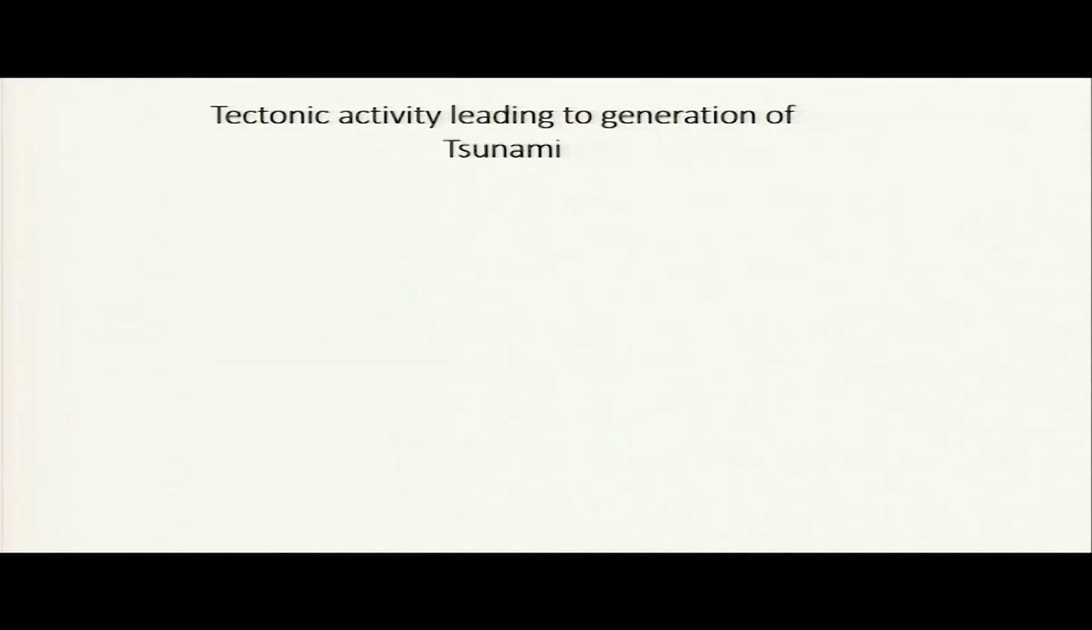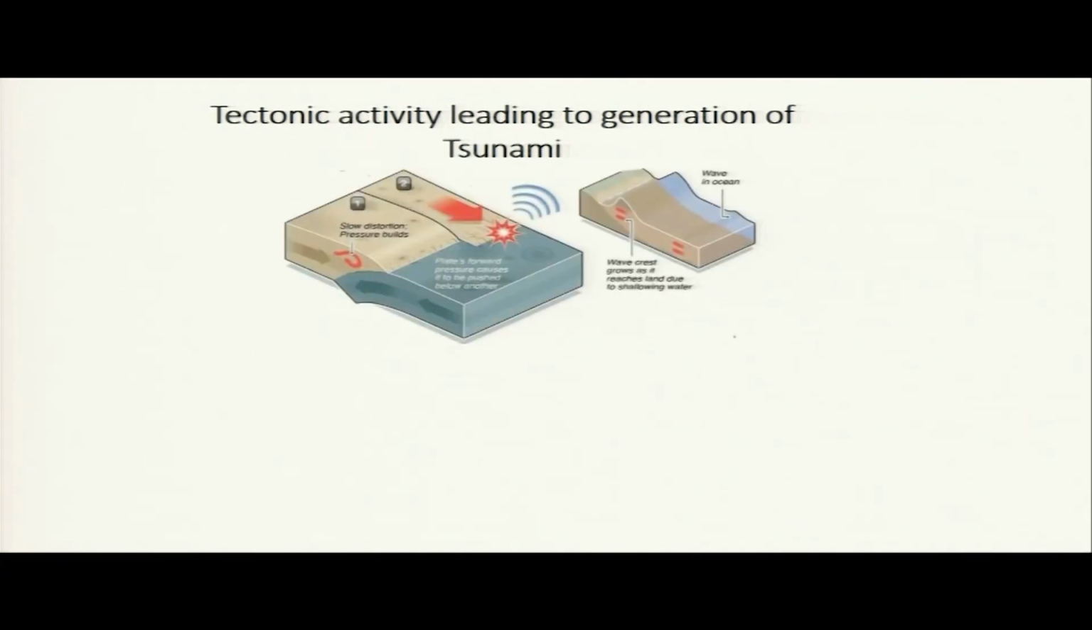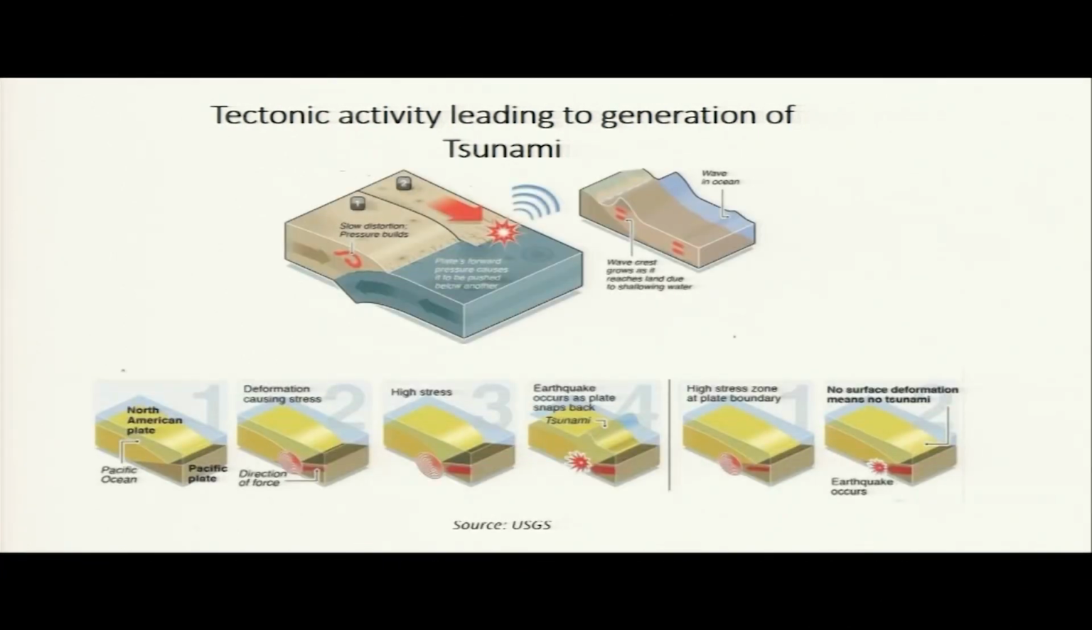So here we will talk about the tectonic activity leading to generation of tsunami. In the previous slide we saw how the earthquake has created a tsunami. This is the generalized part. As you can see here, one slab is subducting and another slab is overriding it, and when there is an earthquake it generates the tsunami, and these are the steps of how a tsunami gets generated.